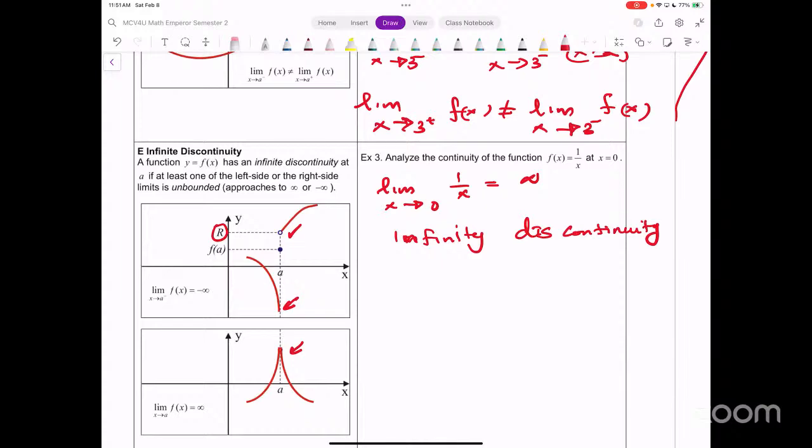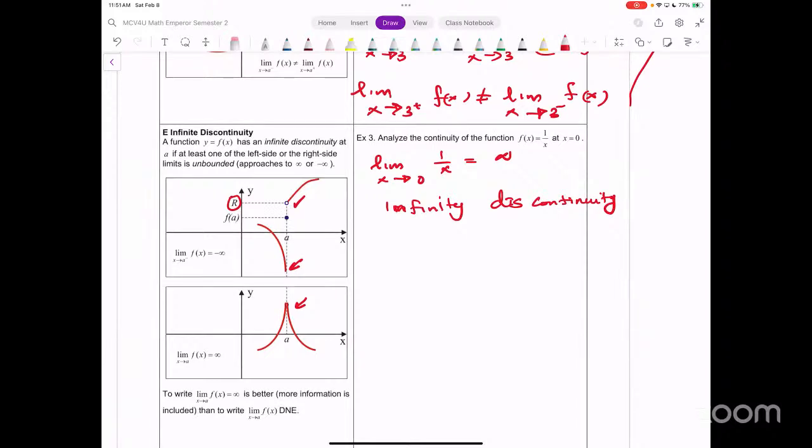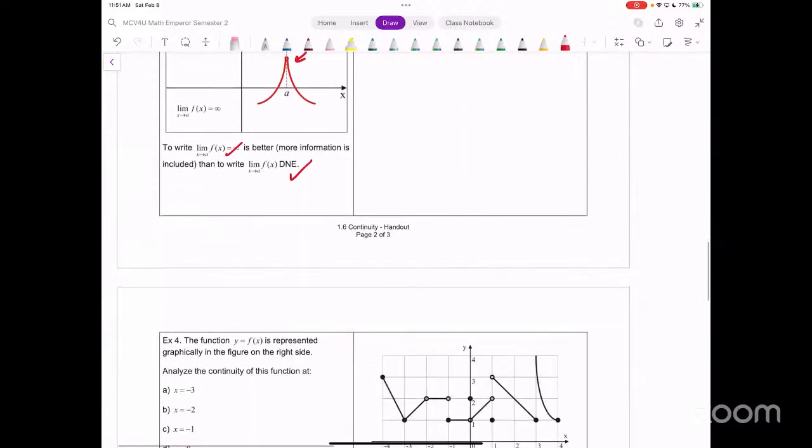Varuni, are you copying things down? Yeah. To write limit x approaches infinity is better than to write DNE. The reason is, we know it goes to infinity, which is better than saying it does not exist.